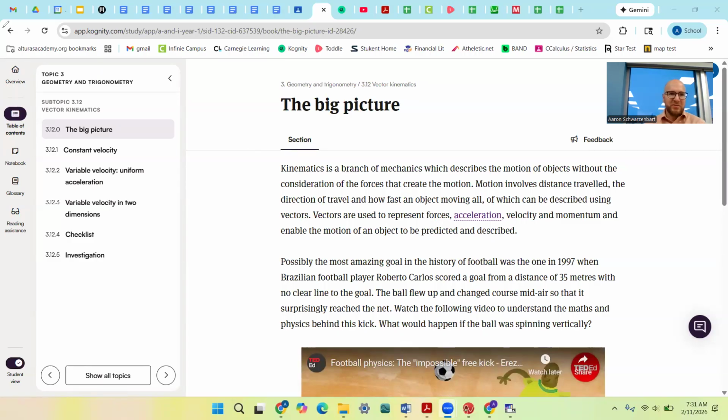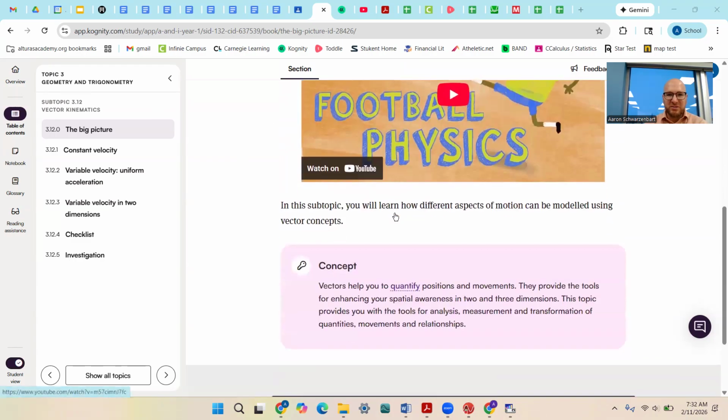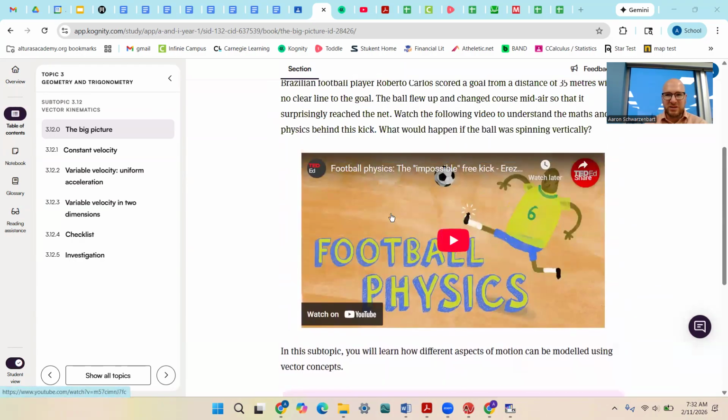Okay, today we begin vector kinematics, and kinematics is a term used in physics for motion. So it's motion described with vectors. If you want, you can watch The Amazing Free Kick. But you can use vectors to predict motion. You can use it to find forces.